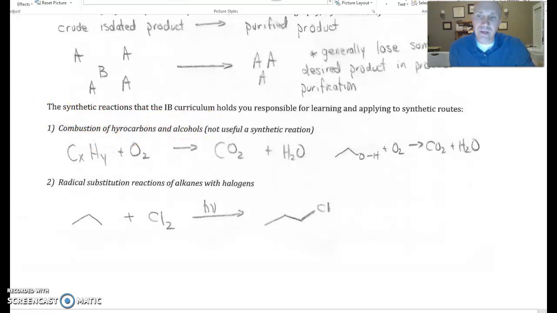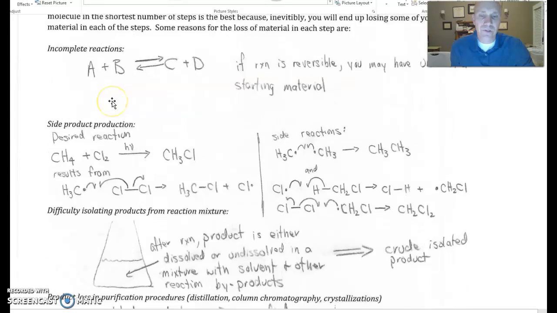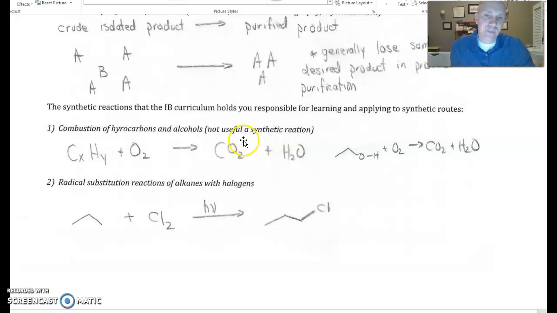One thing that the IB curriculum holds you responsible for is applying certain reactions towards making products. The first one that they mention, although it's not really useful as a synthetic reaction, is to know that either hydrocarbons or alcohols can be burned to make carbon dioxide. They mention it in the synthetic routes chapter, but again, combustion's not really that useful as a synthetic reaction, because it only ever makes two products.